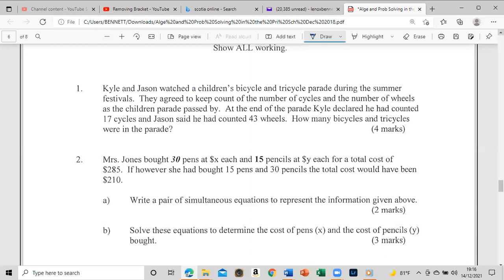Kyle and Jason watch a children's bicycle and tricycle parade during the summer festival. They agreed to keep the count of the number of cycles and the number of wheels as the children parade past. At the end of the parade, Kyle declared he had counted 17 tricycles and Jason said he had counted 43 wheels. How many bicycles and how many tricycles are at the parade? Now, this is a PEP question, a very tough question. So what do we know about tricycles?